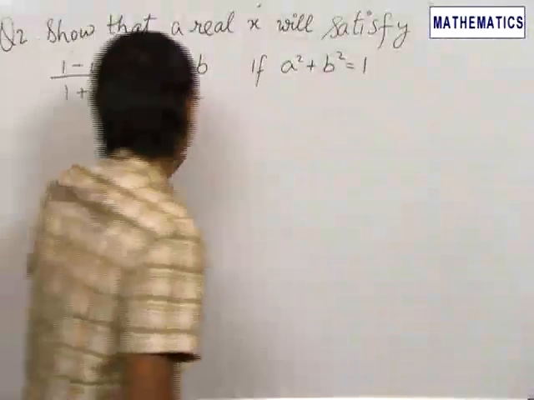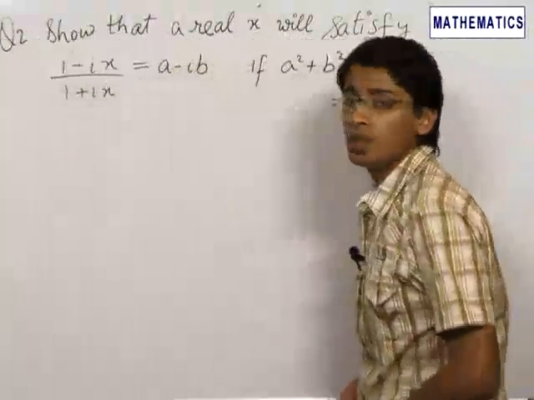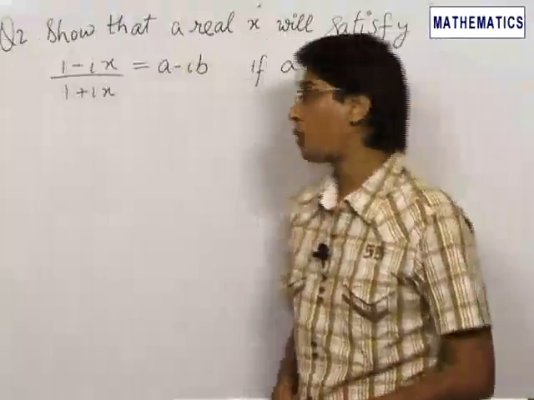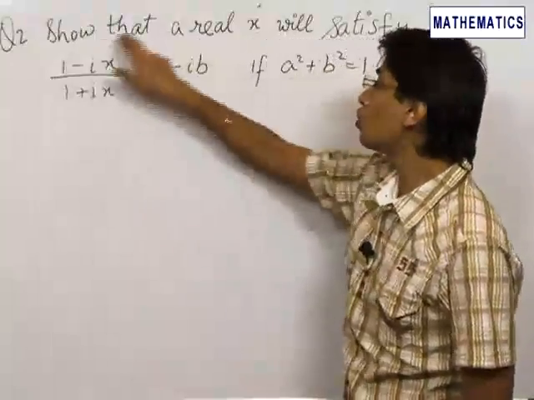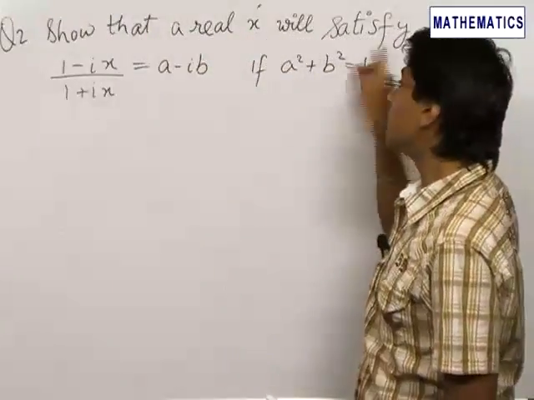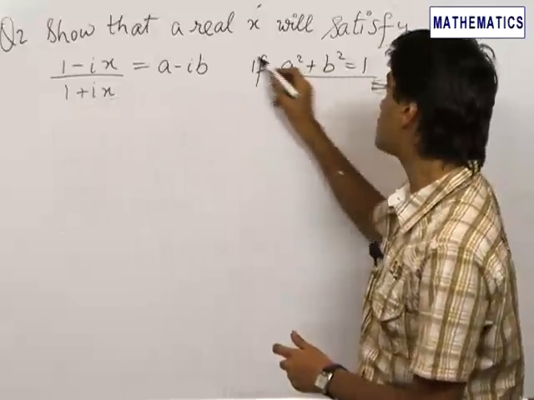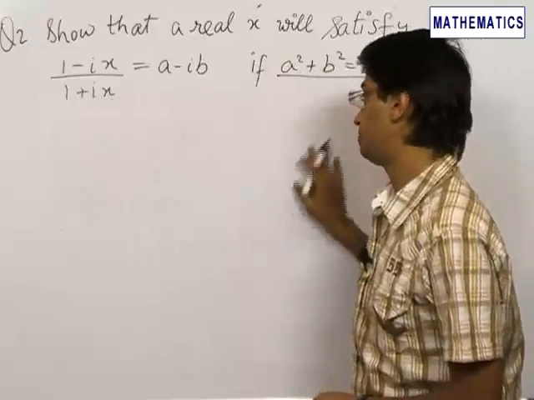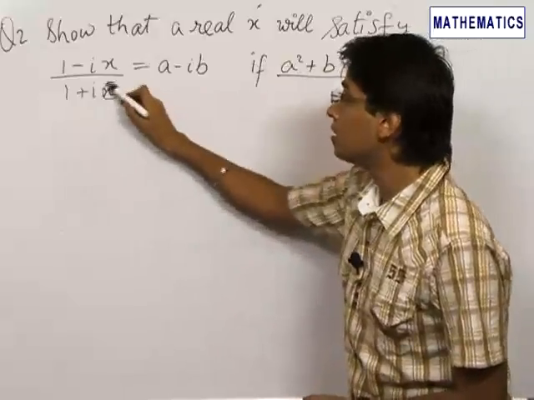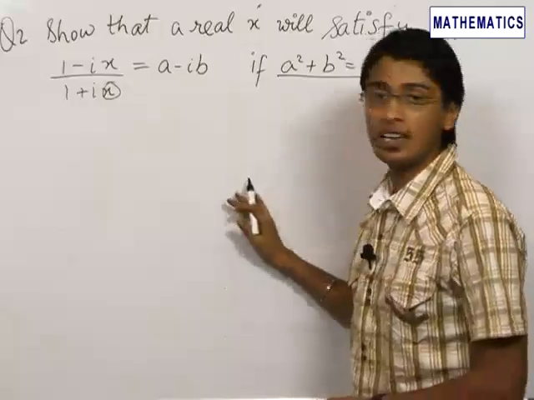The next question we have is also an easy problem, provided you use all the concepts properly. We need to show that a real number x will satisfy the given equation if a condition is given, which is a square plus b square equals 1. We need to prove that the x which is satisfying this given equation is real.